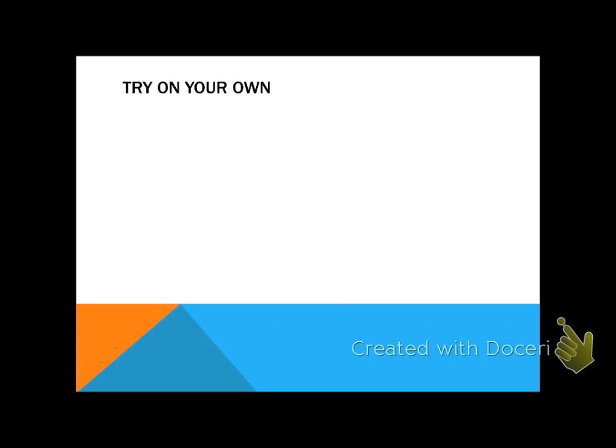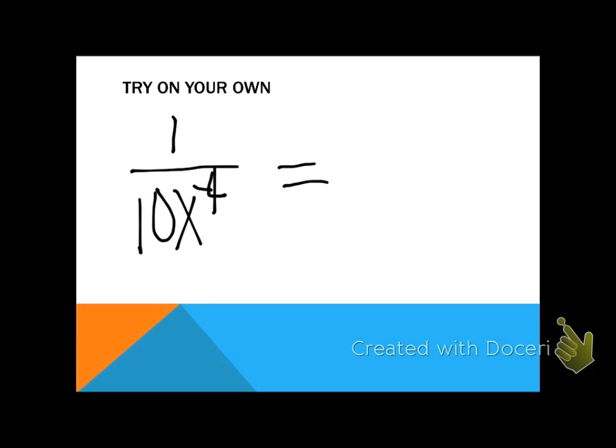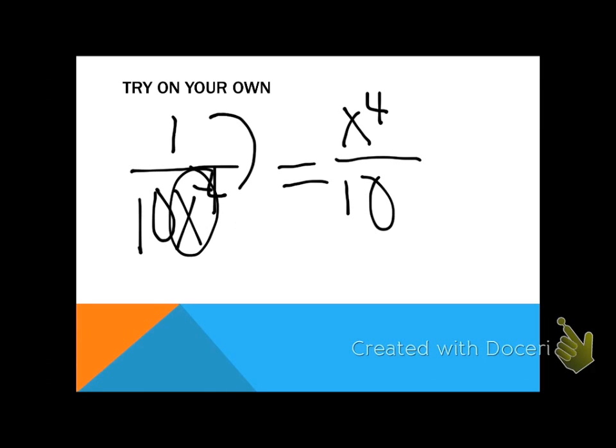Go ahead and try this one on your own. 1 over 10x^-4. This is equal to x^4 over 10, because you bring this x with the negative 4 up here, and the 4 turns positive.